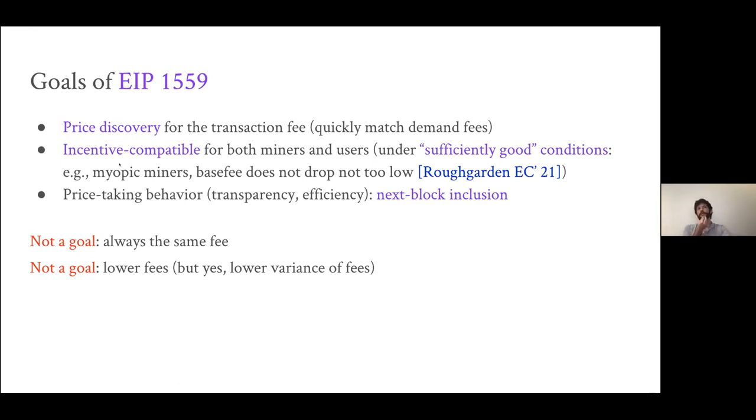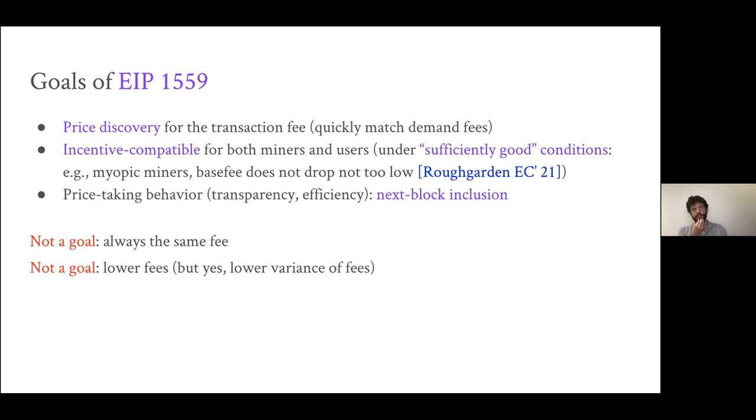And of course, a very natural question when you introduce any kind of mechanism is whether there's some sort of incentive compatibility from the perspective of both sides of the market, the miners as well as the users. Now, in a very recent paper, the team has shown that under sufficiently good conditions, and here I won't go into the details, but for example, it assumes that the base fee, which evolves dynamically, does not become too low, or that the miners are myopic, so that it reduces somehow the dynamism of the market, then in some sense the protocol is incentive compatible.